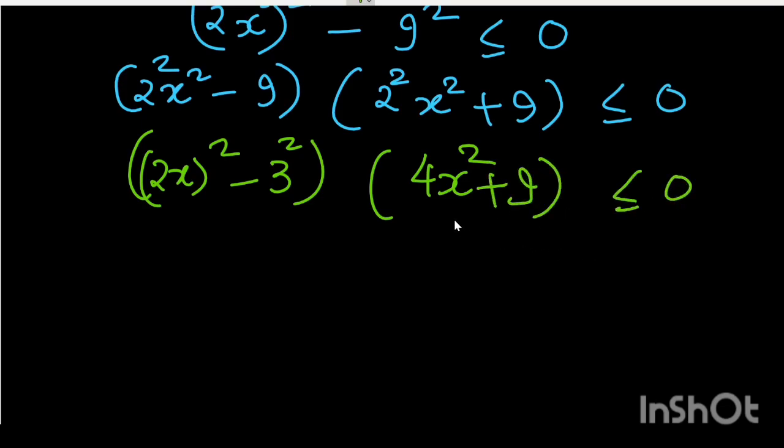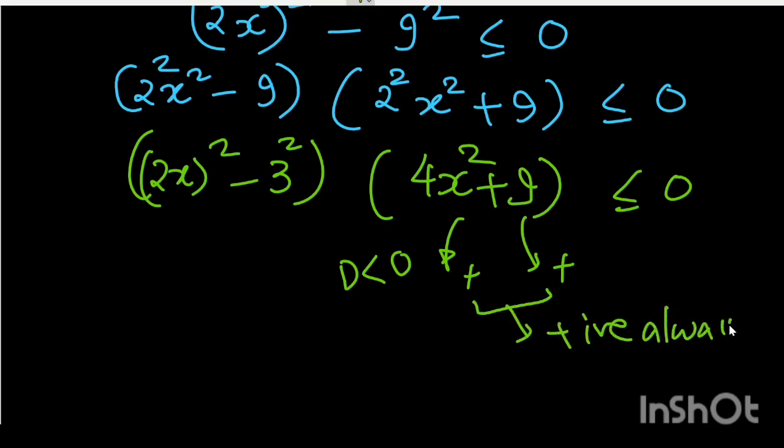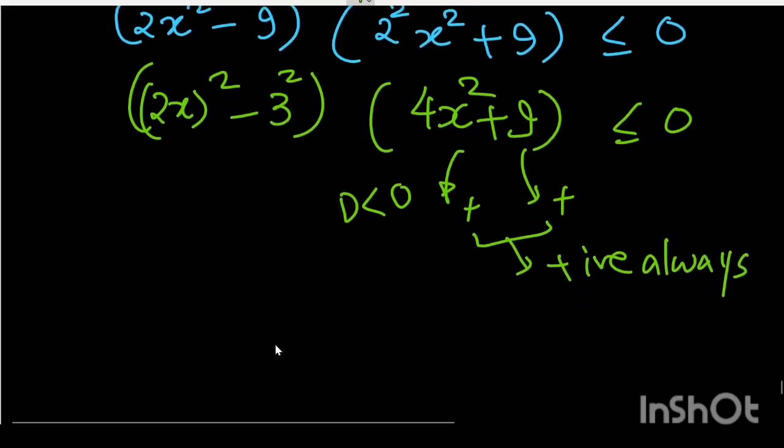Now we know that this expression, since x square is positive and 9 is positive, you can also check the discriminant. The discriminant is also negative, it would be minus 4 into 9. So this whole expression 4x square plus 9 is positive always. Since this is positive always, using the concept of sign, the first factor, 2x whole square minus 3 square, has to be negative.